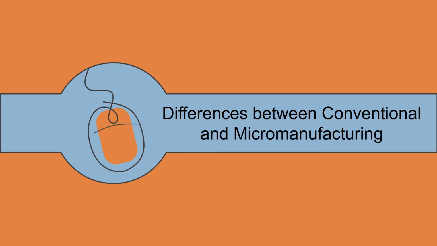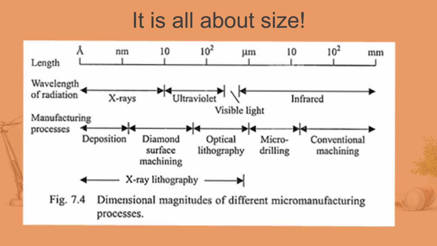Now let us see the difference between conventional and micro manufacturing. The answer is all about the size. This is a table of the wavelength of radiation and the manufacturing processes. In micro manufacturing, X-ray and ultraviolet are used in the process that we call lithography. This is used to print the circuits on the micro product, especially the circuits for chips. As for the manufacturing processes, the process goes much further into the upper range than the micrometer.